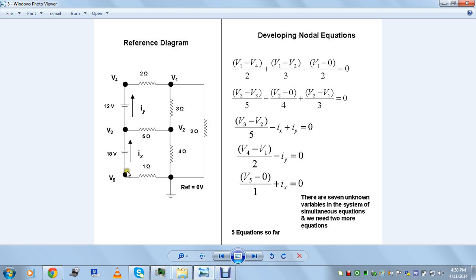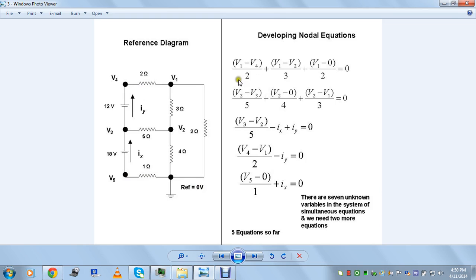Let's come to the fifth and final node, where you have one outgoing current, which is plus Ix, and the other current is flowing through this 1 ohm resistor, and there you have V5 minus this ground voltage, which is 0 volts. So you have V5 minus 0 divided by 1. So these are all the 5 equations that I have developed.